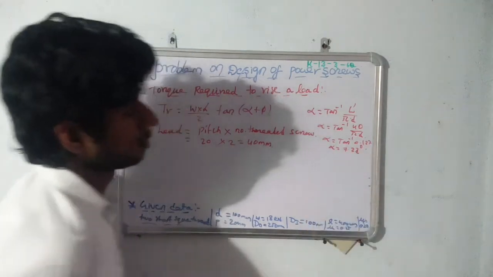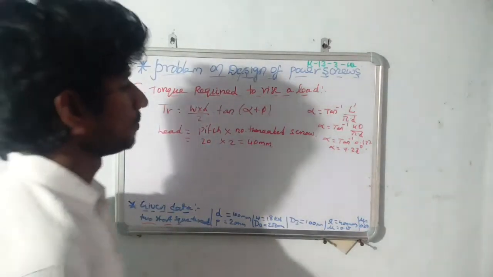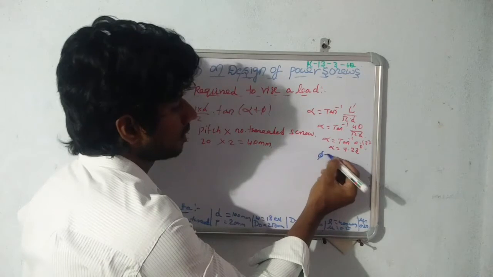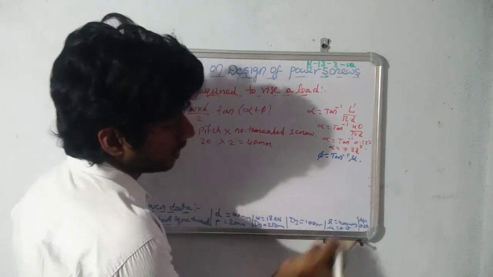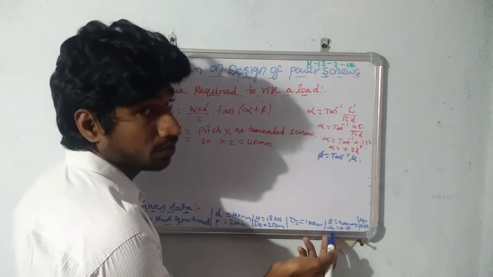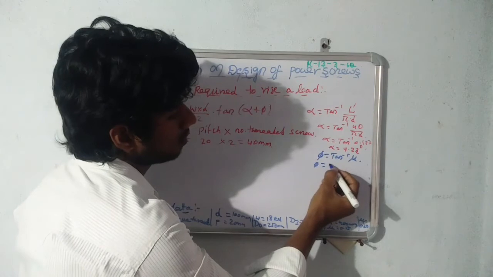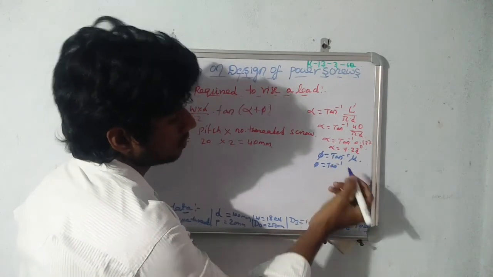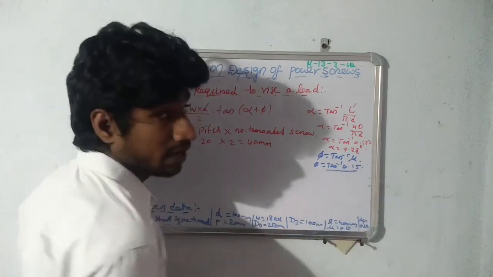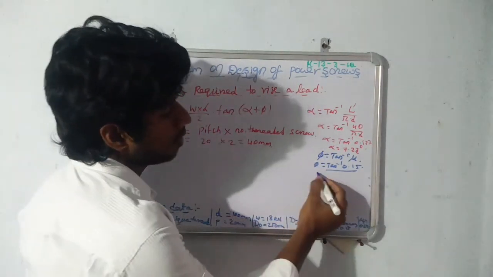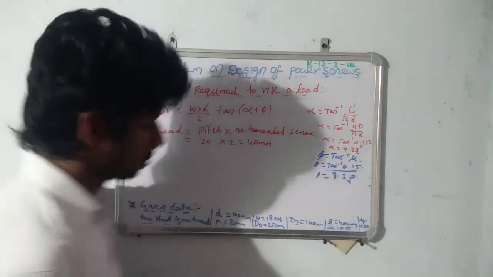By simplifying this, we get the alpha value 7.23 degrees. Similarly, we derive the phi value: phi equal to tan inverse mu. Here, what is mu? The coefficient of friction between the screw and nut. So phi equal to tan inverse of 0.15. By simplifying this, we get the value of phi equal to 8.53 degrees.